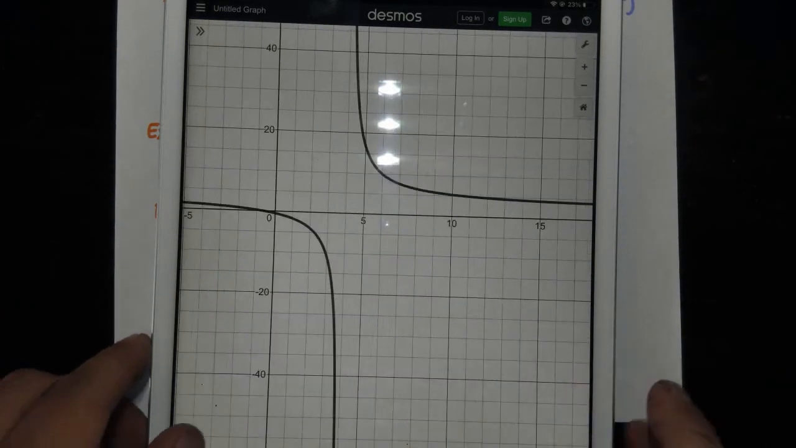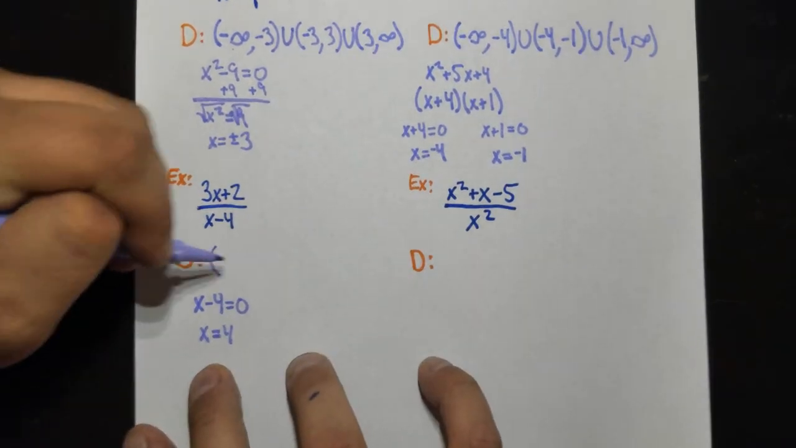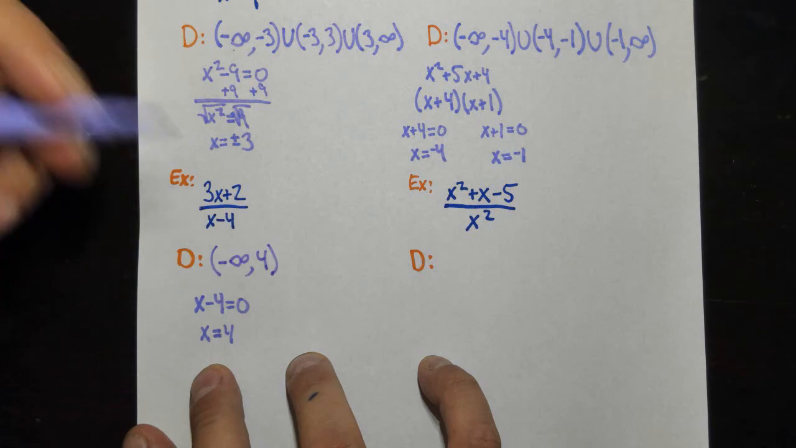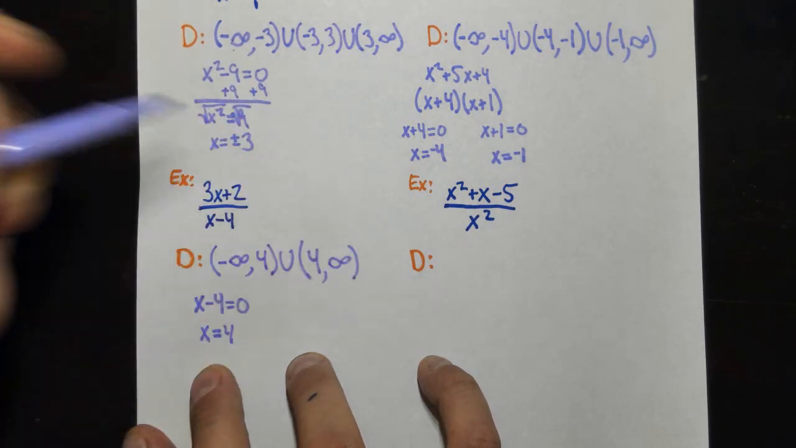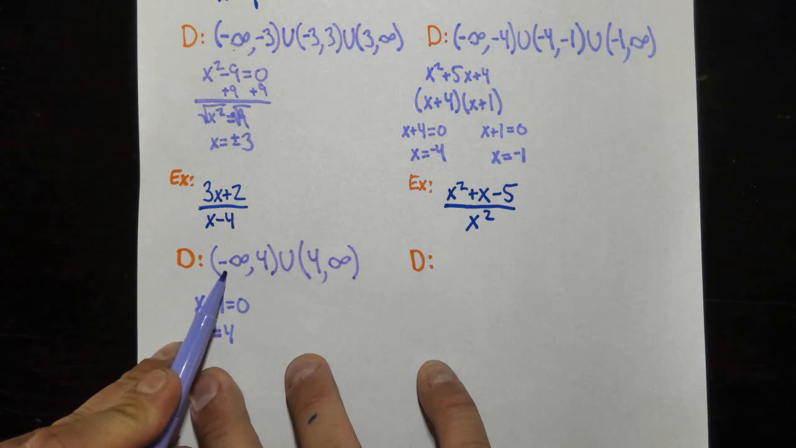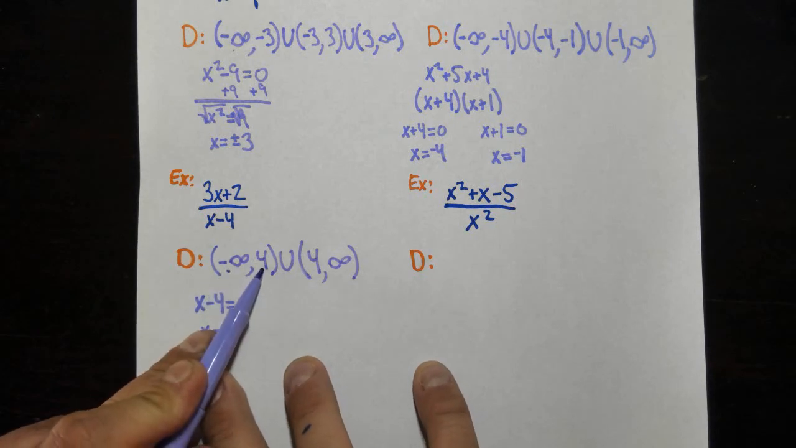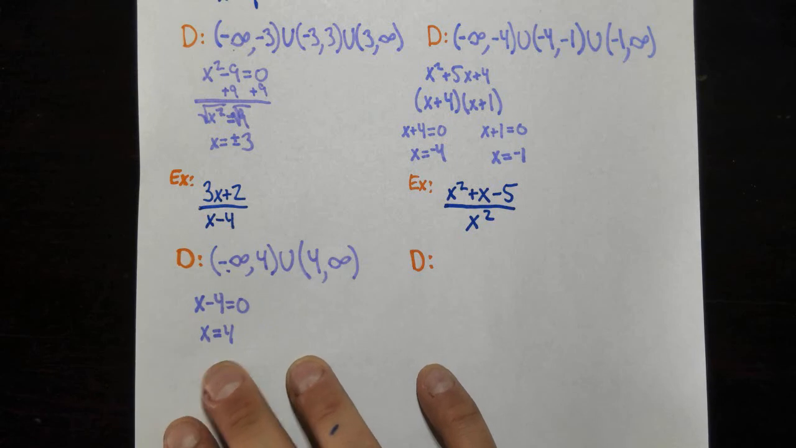So, to write that, we're going to write it exists from negative infinity to 4, union 4 to infinity. So this is saying that it exists all the way to the left up until 4, but not at 4. And then it exists after 4, all the way to infinity.